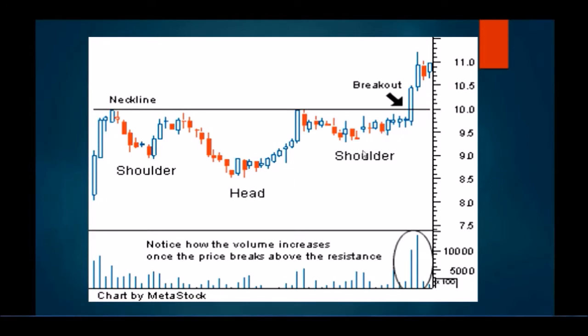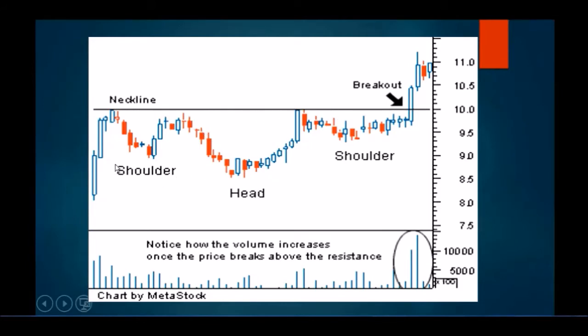First and foremost, you have the neckline. What the neckline represents is the trend line between the highs here, here, and here. This neckline isn't always horizontal. Sometimes it'll be slightly slanted one way or the other. An ideal reverse head and shoulders is a horizontal neckline.